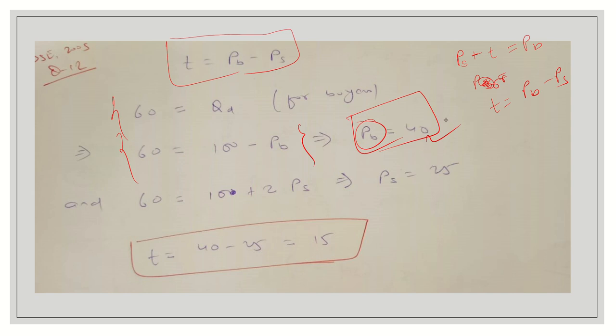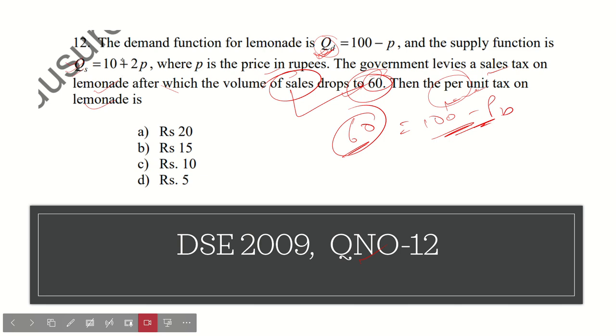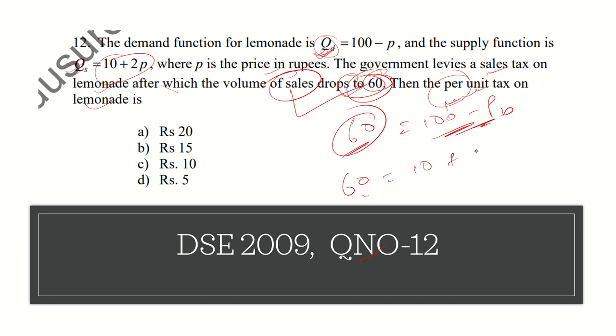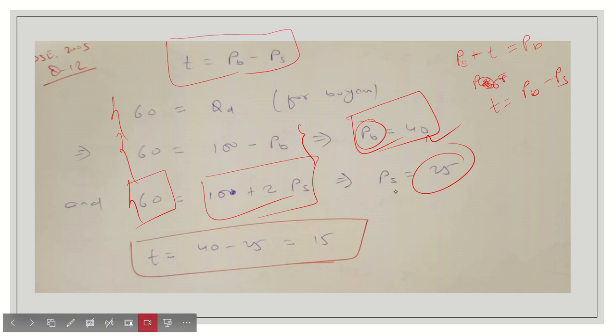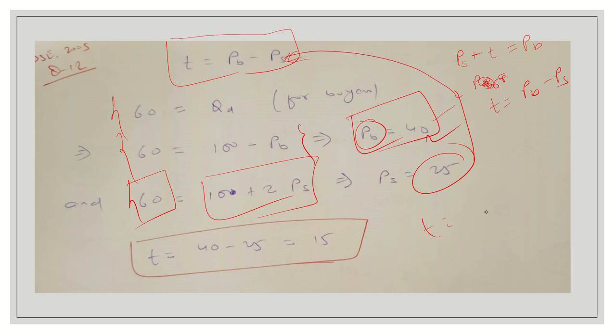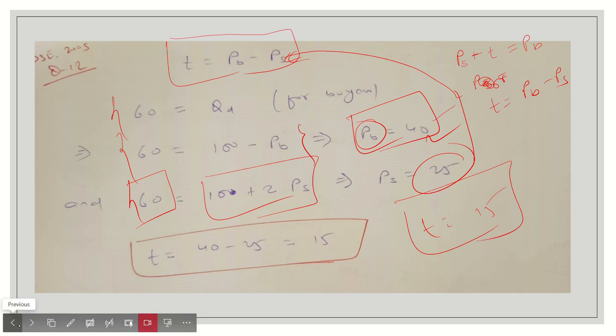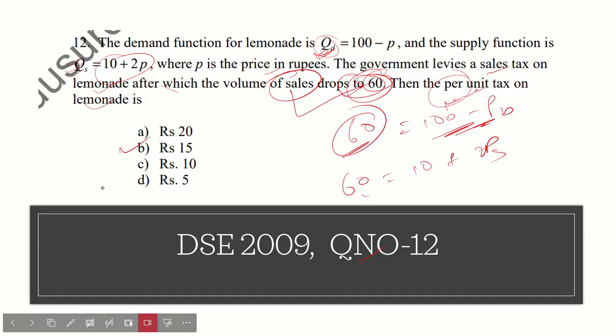And we know that in the equilibrium situation, demand is equal to supply. So we equate the 60 demand after the taxation with the supply, 10 plus 2 PS. And we get PS is equal to 25. Putting PB and PS in the above equation, we get a tax rate of 15. So 15 is the tax that the government will introduce on that product, and B is the correct answer.